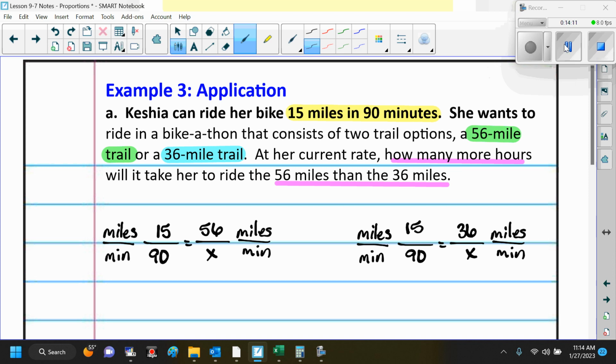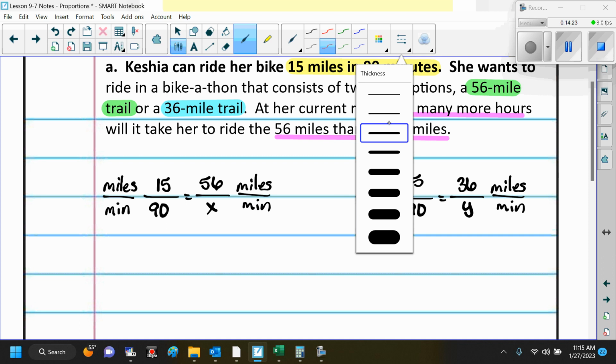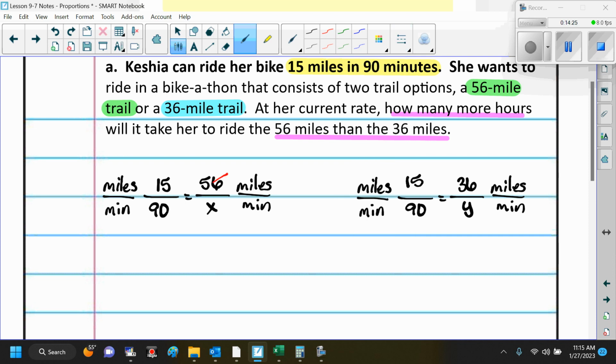Okay. So I went ahead and changed this variable to y just so we could have one for the 56-mile race and one for the 36-mile race. Okay? So now we're going to cross multiply. Is everybody ready? Does everybody notice that the variable on this proportion was on the bottom, whereas at the other one it is at the top? Does it matter? No, it does not matter.